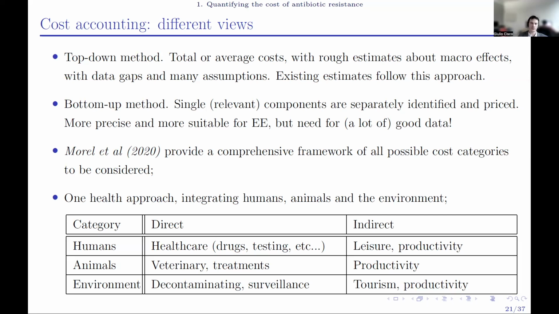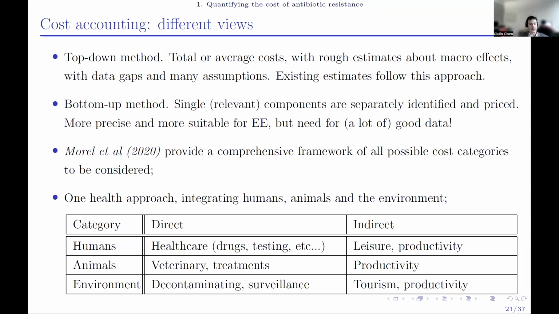And depending, of course, on the perspective you want and the approach you're considering, sometimes you include also, for example, transportation costs, other hospitalization costs, but it's very disease specific and context specific. So apparently it's very nice, and so why don't we always use this approach? The reason is that we need a lot of very precise data about all the components, and it's not always straightforward, especially for resistance that, as I said, is not classified as a specific disease.